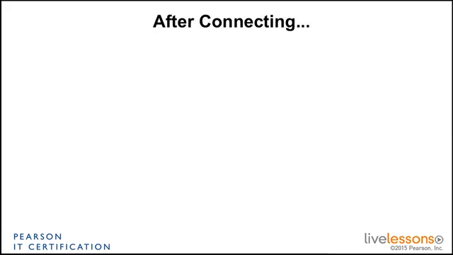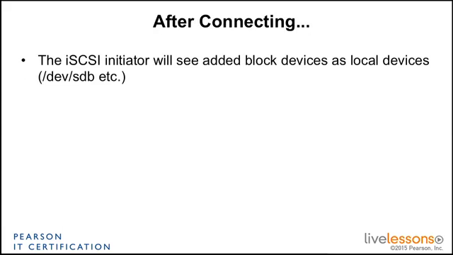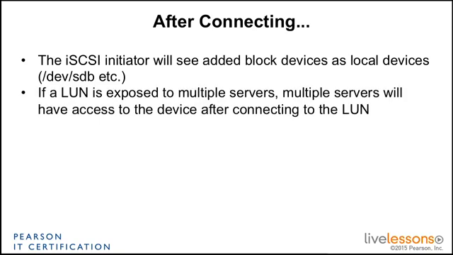So after connecting from the iSCSI initiator to the target, the iSCSI initiator will see added block devices as local devices, such as /dev/sdb, /dev/sdc, and so on. And if a LUN is exposed to multiple servers, all of them will have access to the device after connecting to the LUN. Which is like if you connect a hard disk to different servers at the same time. That is kind of cool, but also kind of dangerous.